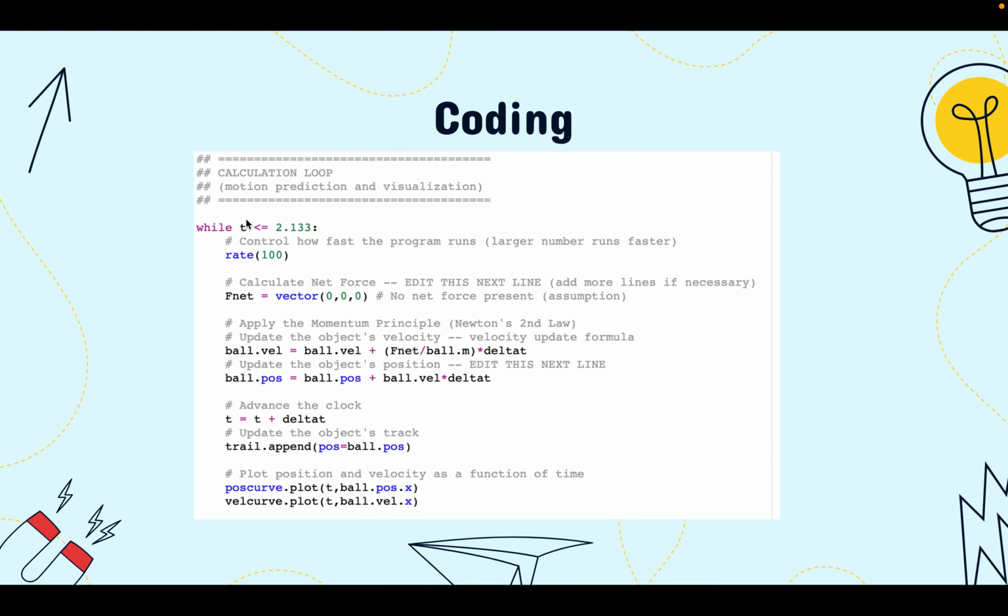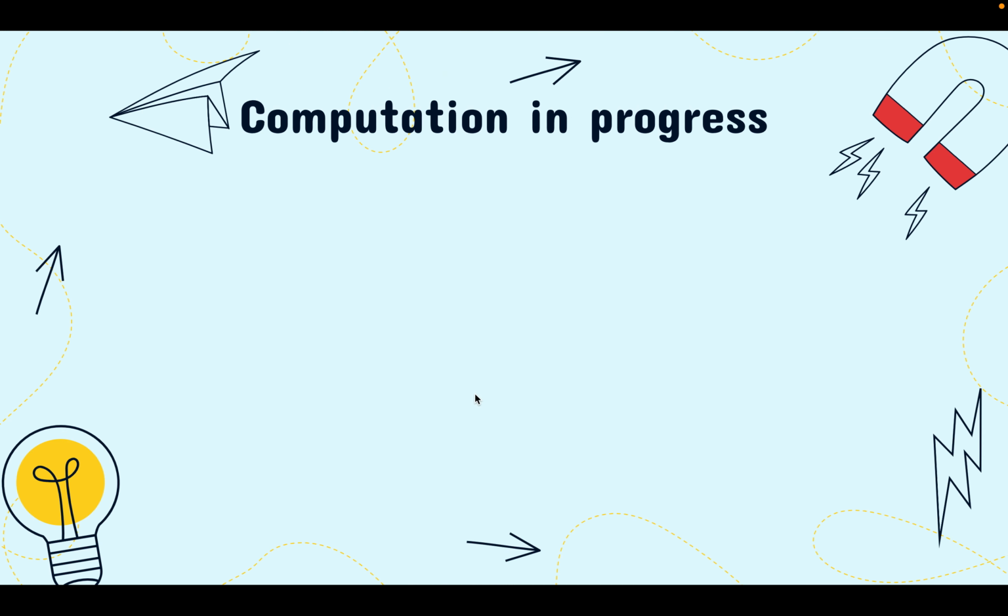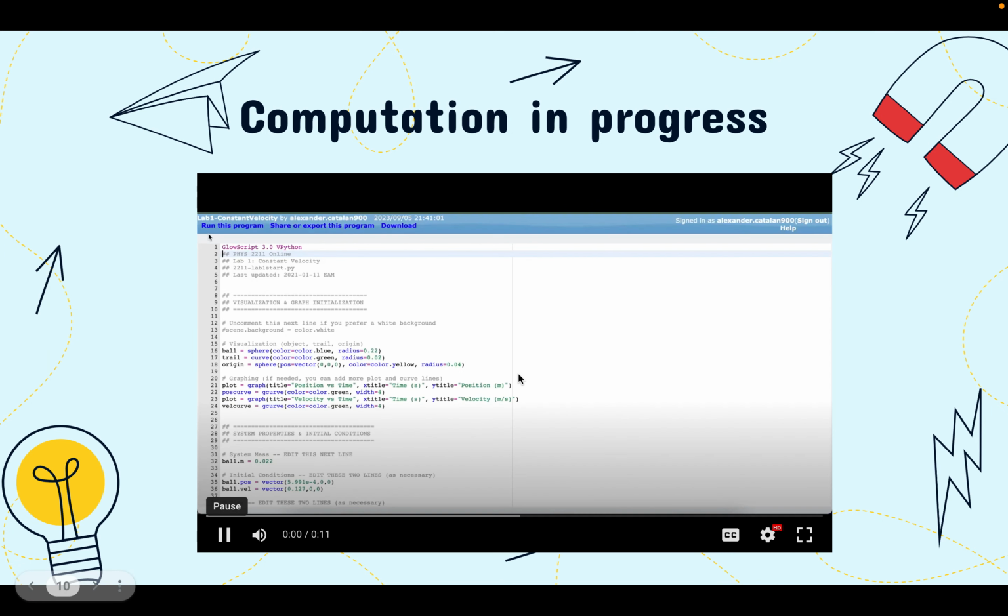In this loop, we have time being less than or equal to 2.133 because this is the final timestamp for how long the video went on. The net force is given as 0, 0, 0 because we are assuming this. This right here is the velocity update formula, and this portion right here is the position update formula. With these two, we are able to use Newton's second law. This is the computation in progress.